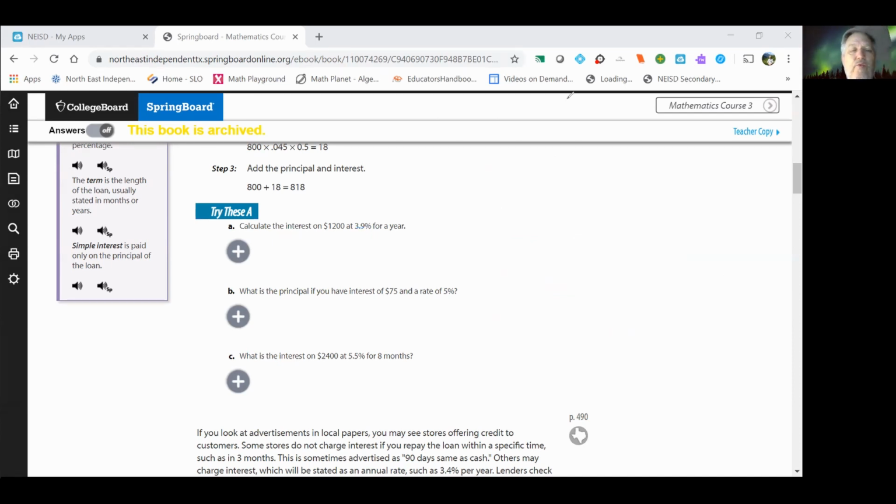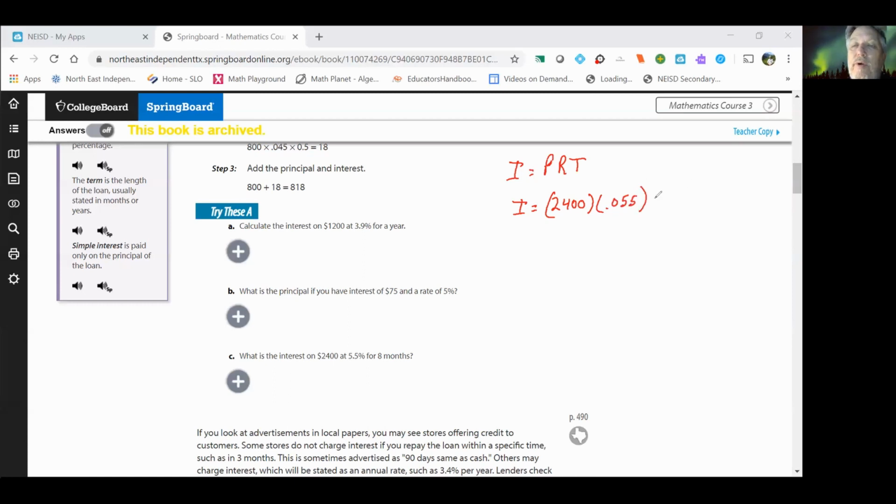It says, what is the interest on $2,400 at 5.5% for 8 months? So again, we'll just write the formula. Interest is equal to principal times rate times time. And so we just go ahead and fill in. We're solving for the interest, so that's going to leave it there. The principal is $2,400. The rate is 5.5%, so move the decimal over twice, so it's 0.055. And our term is 8 months.